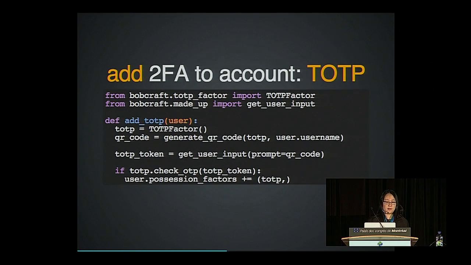To configure the factor, Bob sends a QR code, like the diagram says, waits for a response, and if the token checks out, Bob can add the factor to her account. The get user input function here is synchronous and is also not implemented in the slides, hence it's imported from the made-up module. For web apps, the QR code and a form would have to be rendered on a page, so in reality, asking the user for their OTP is probably asynchronous, stateful, and much more complex.